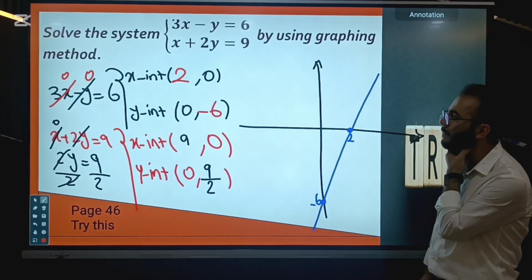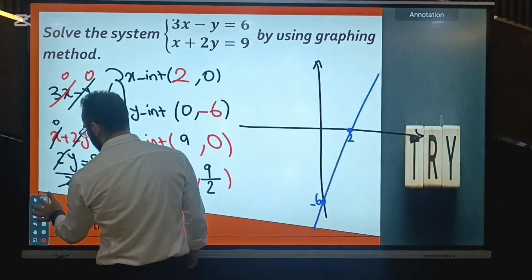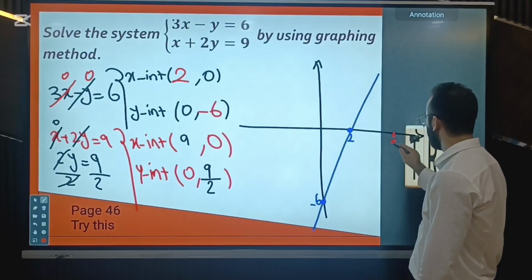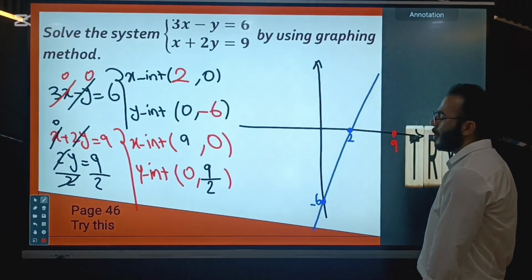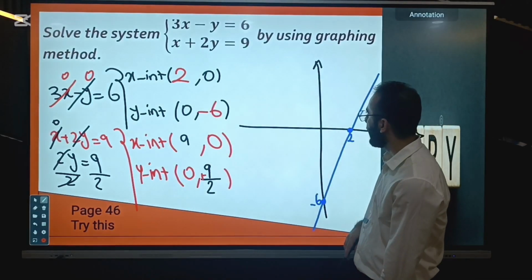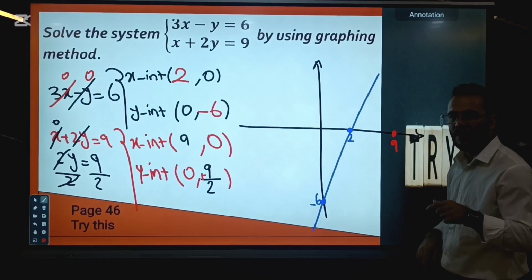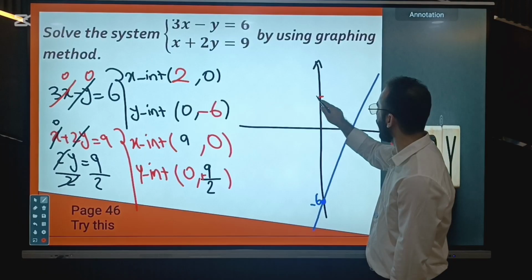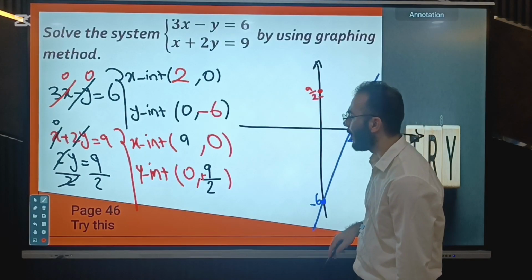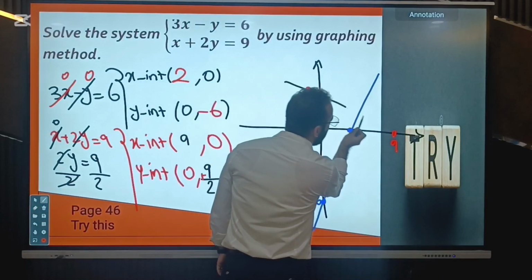The next one is x-intercept is 9 and 0. Imagine 9 is here. So this is going to be 9 and 0. 0 and 9 over 2. Since it's positive, we need to go upward. Okay, 9 over 2 is almost 4.5, and 9 divided by 2 is 4.5. Imagine if here is 4, so here it's going to be 4.5, which is 9 over 2. Perfect. So I want you to join these 2 points to see the graph of the second equation.